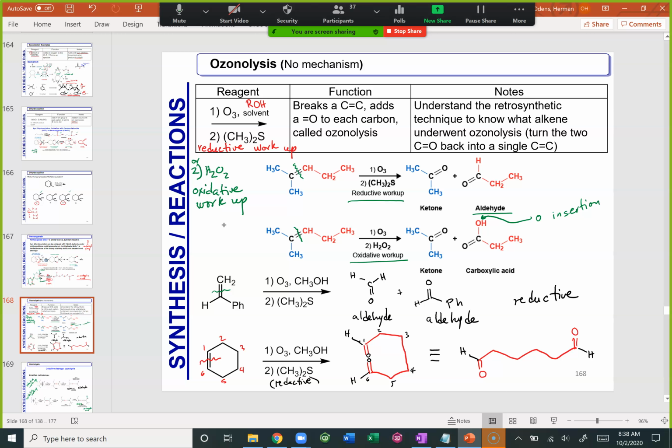And here you see that the ozone is going to be destroyed, but it's also going to break the alkene before it disappears.